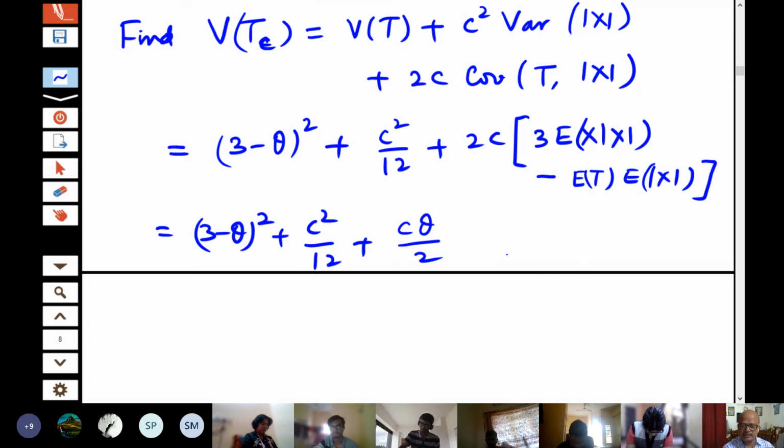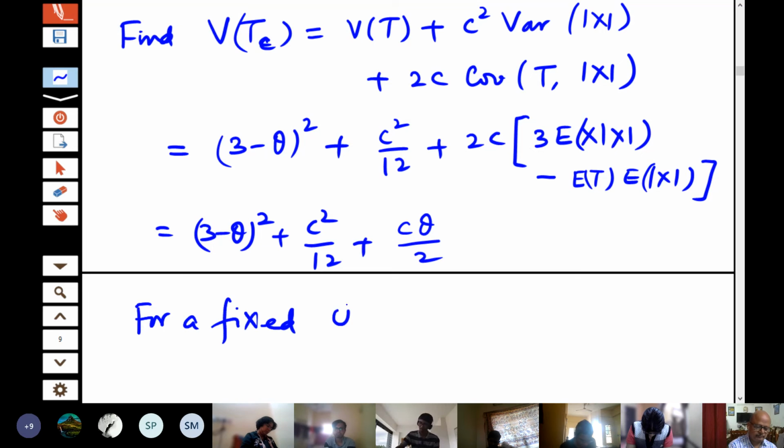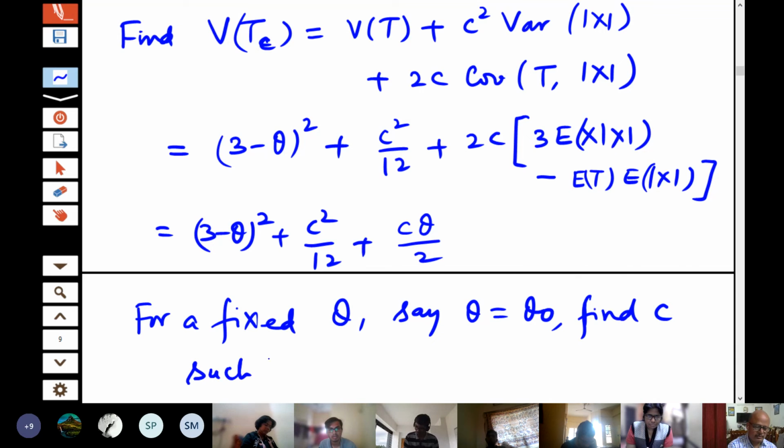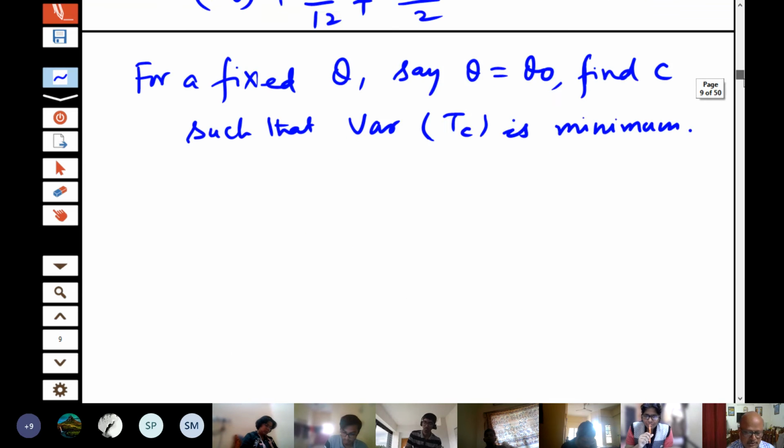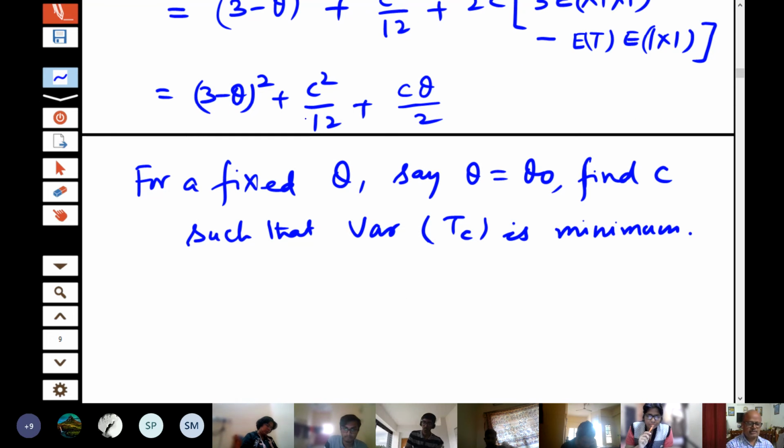So this is basically some integration exercise. So I will now do a little bit of things here. Suppose for a given theta, for a fixed theta, say theta is equal to theta naught, find c such that variance of Tc is minimum. So this is some calculus, you can do it immediately because this is c square plus something is coming, so immediately you can tell me the answer.